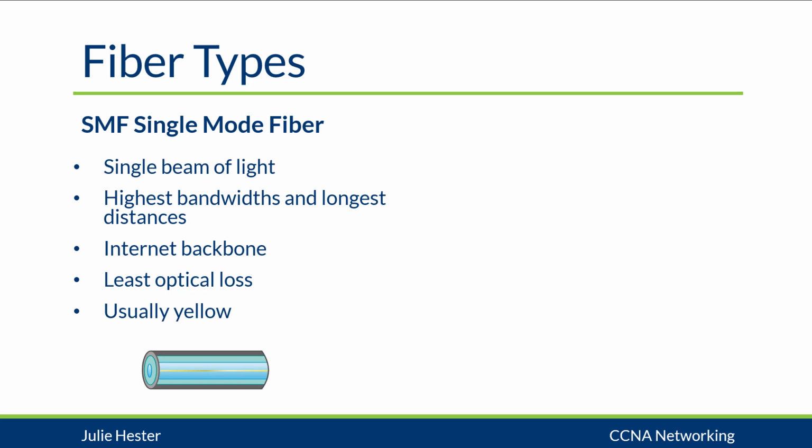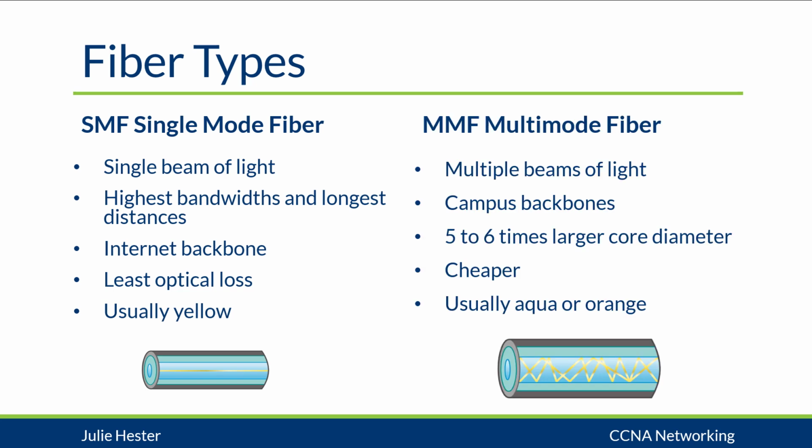The other type of fiber optic cable is called multi-mode fiber, or MMF, and this is the more common type of fiber optic cable that you'll see. This is used inside of buildings or between buildings on a campus, and it works by sending multiple beams of light through the same cable. These beams bounce off the walls of the cable so that multiple beams can be sent simultaneously. Because we have multiple beams, multi-mode fiber will be 5 to 6 times larger than single-mode fiber to accommodate the larger core.